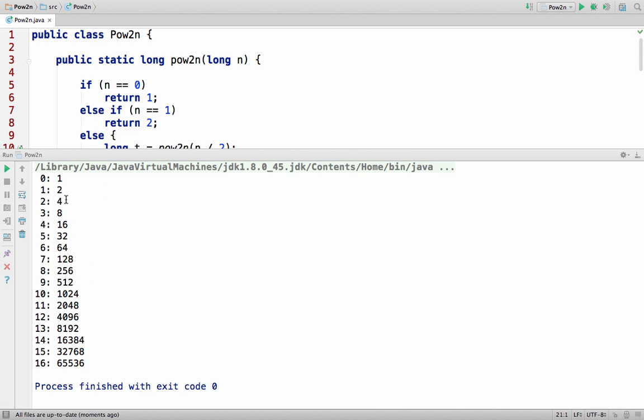So it will be 2, 4, 8, 16, 2 to the power of 9 being 512, 1024, and so forth. You may know some of the powers of 2 that come later, but you can also verify through a calculator that these are the correct values.